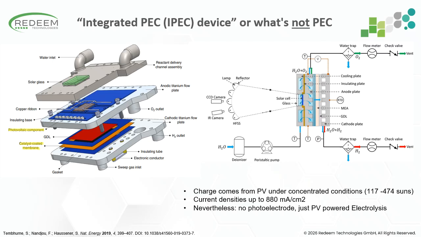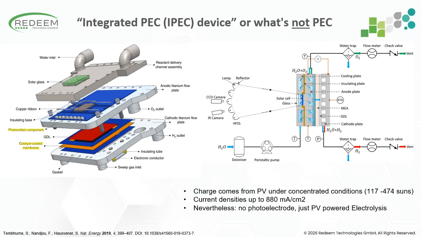Here we have an MEA, so membrane electrode assembly, and a gas diffusion layer. And this is exactly what we would expect in a standard water electrolyzer. So this approach has clear advantages, yes. Because the photovoltaic device and the electrolyzer are independently optimized, they can operate under very high current densities, almost 900 milliamps per square centimeter under concentrated light, and they also have a very nice cooling system for that.